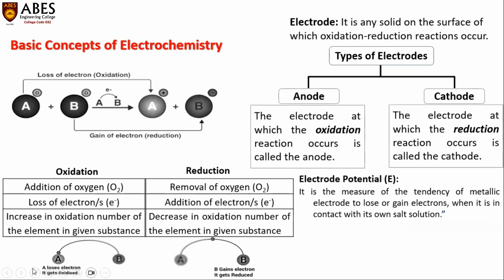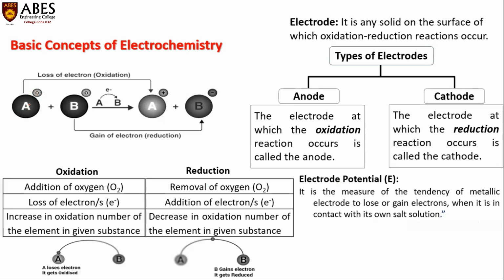Oxidation is basically loss of electron, addition of oxygen, and increase in the oxidation number of a metal. And reduction is the term which is used for the removal of oxygen, addition of electron, and decrease in the oxidation number of an element. So, we will discuss with an example.